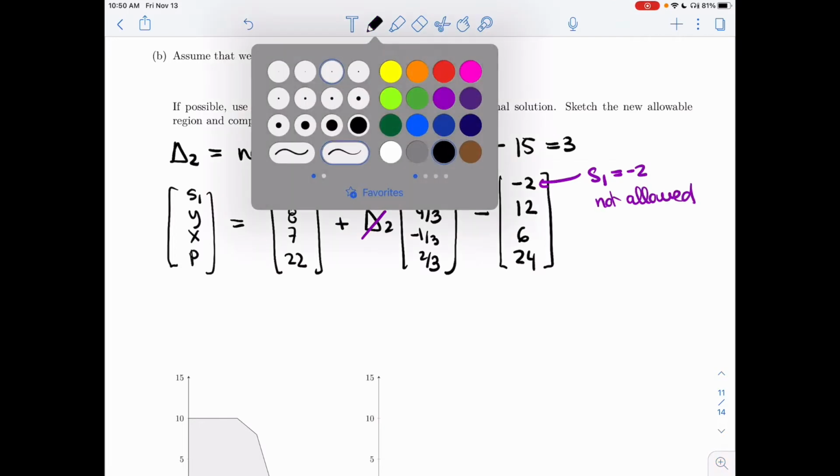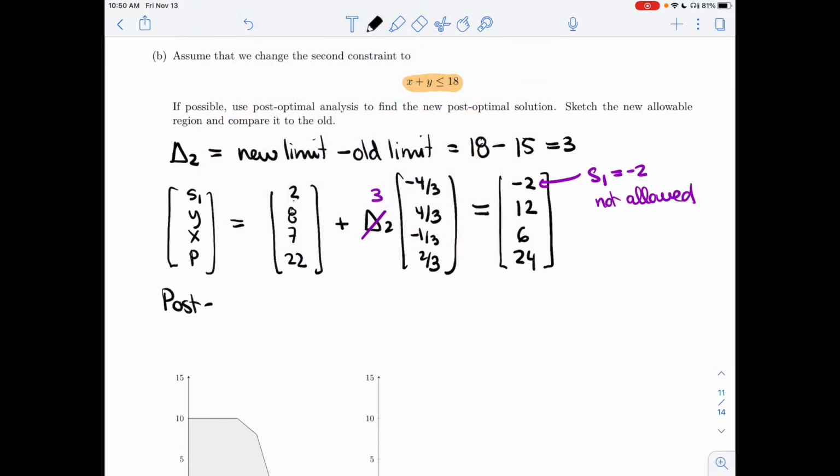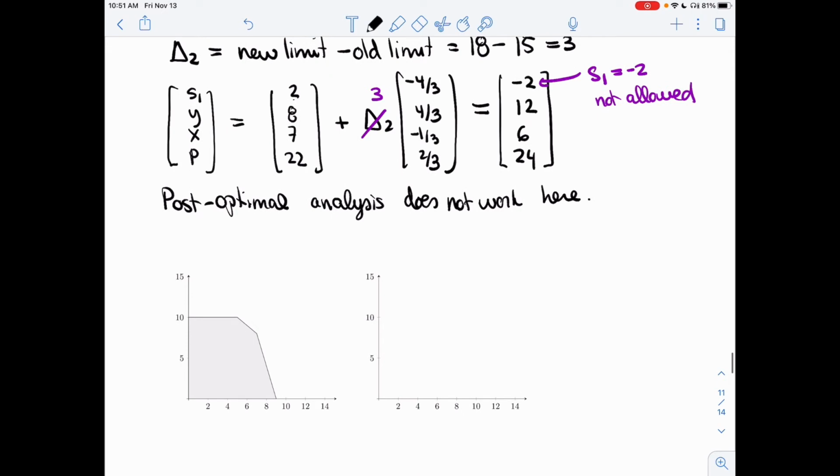And so post-optimal analysis does not work here. It worked in the last one because I got all positive values. It doesn't work here because I'm getting a negative for S1. Let's see what's going on.